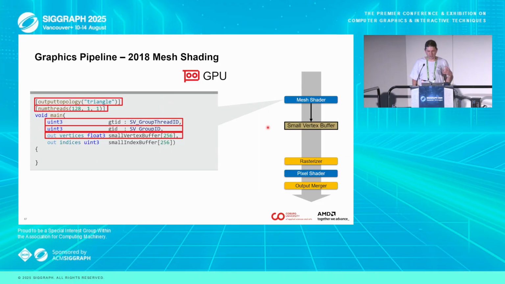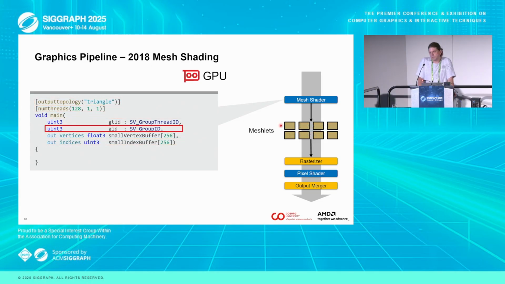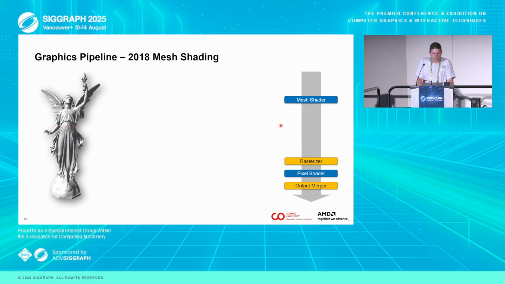Then we output a small vertex buffer with up to 256 vertices and a small index buffer. We can use the term meshlet. I think this is the French diminutive for mesh, like little mesh. That's what we output for each mesh shader work group, and if we have multiple work groups, we output multiple meshlets. And it could work, for example, like that.